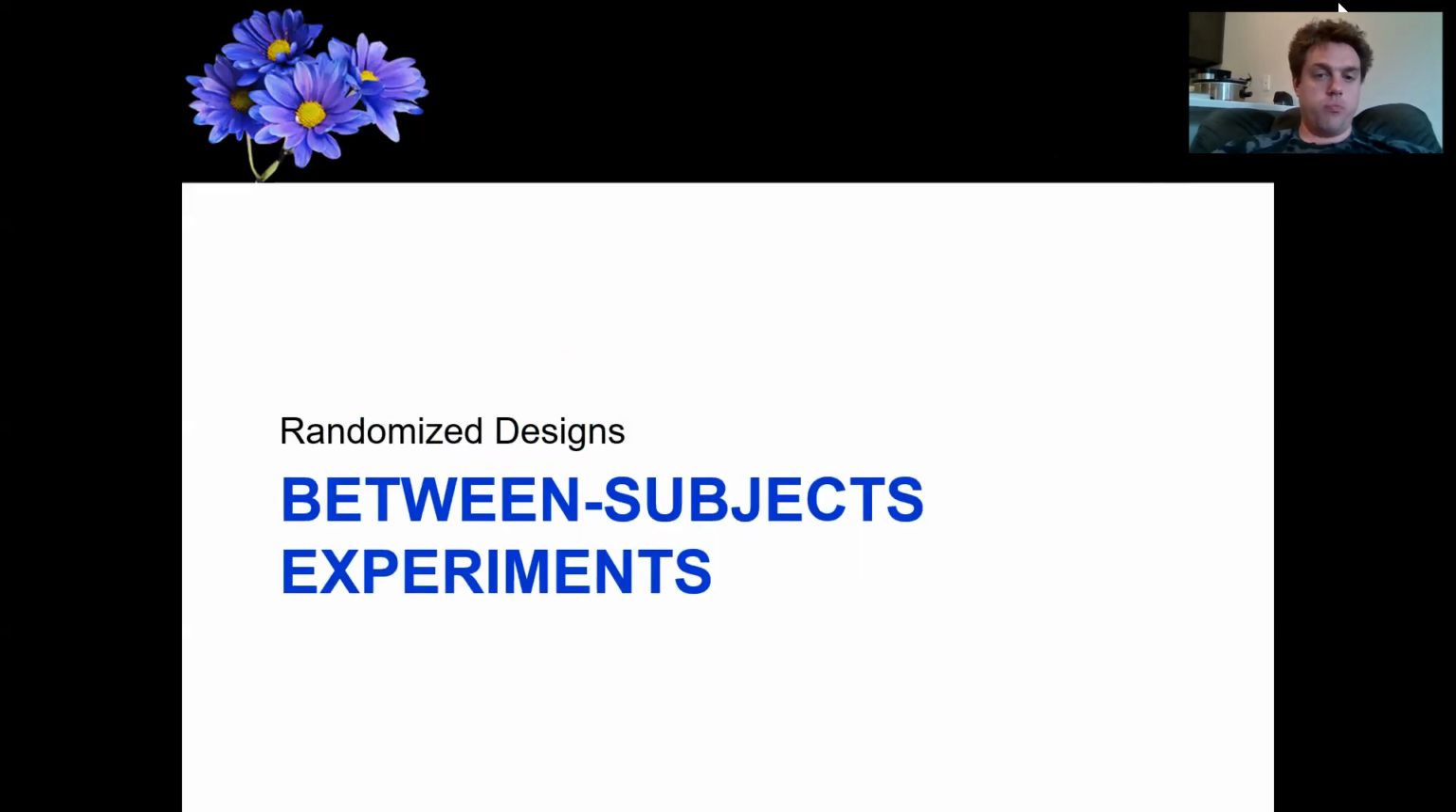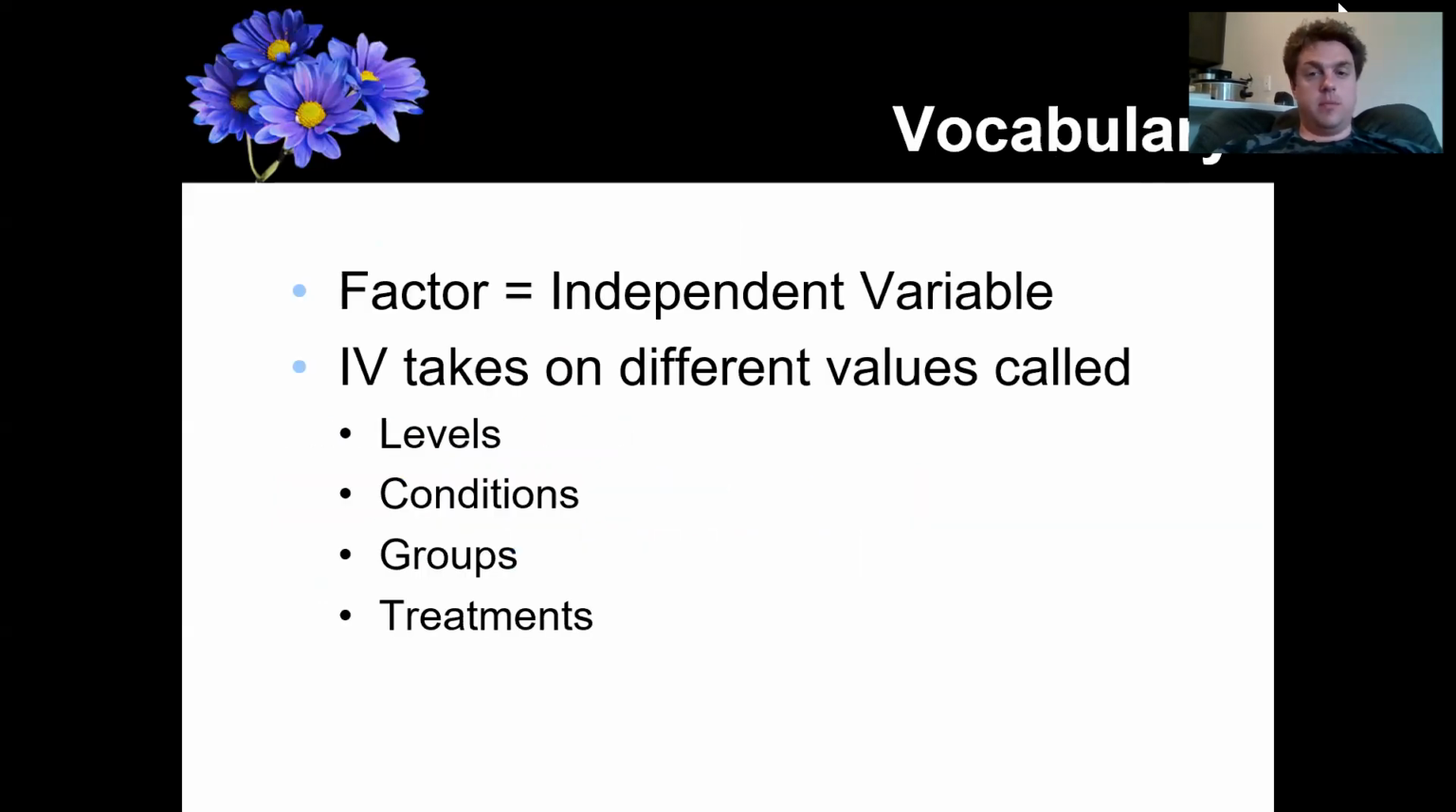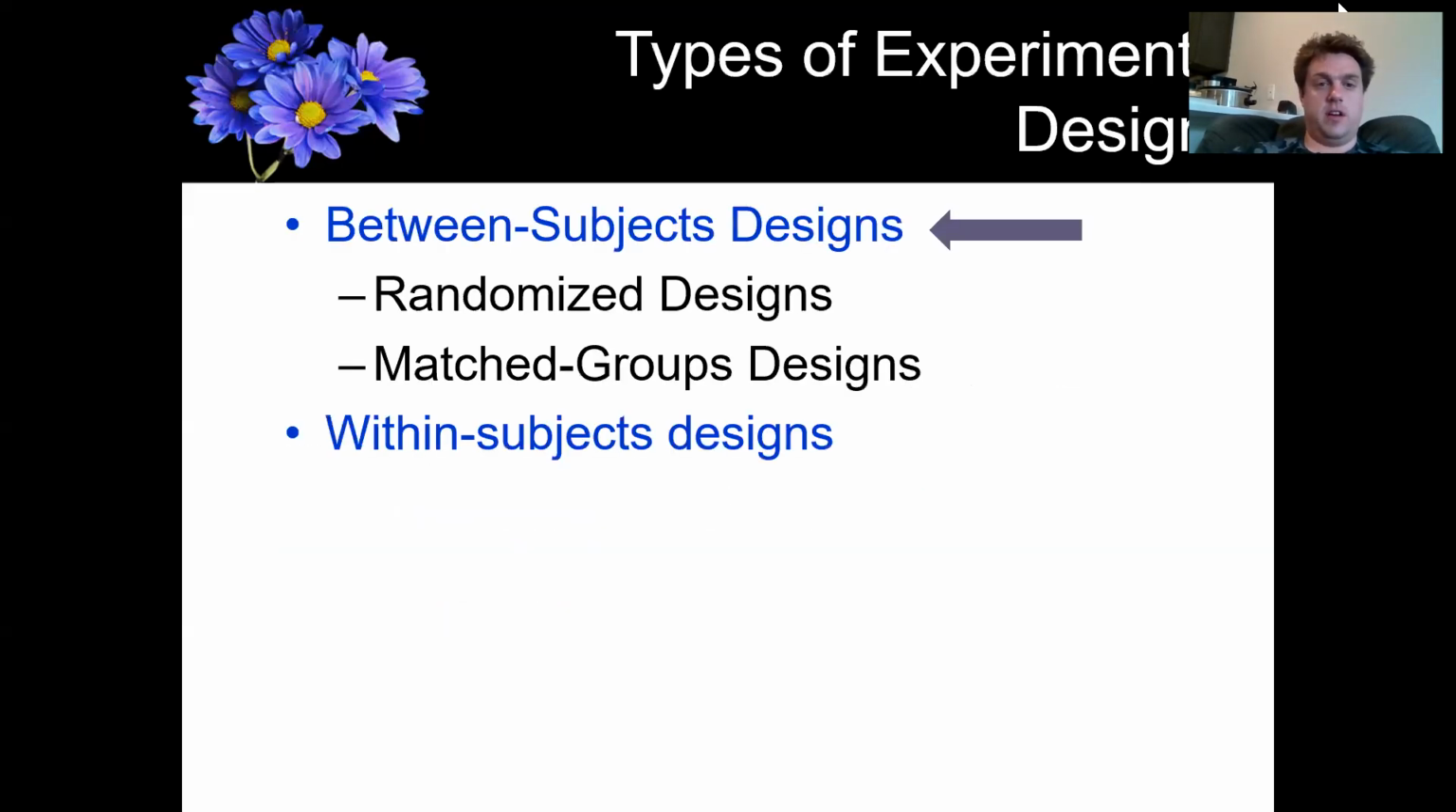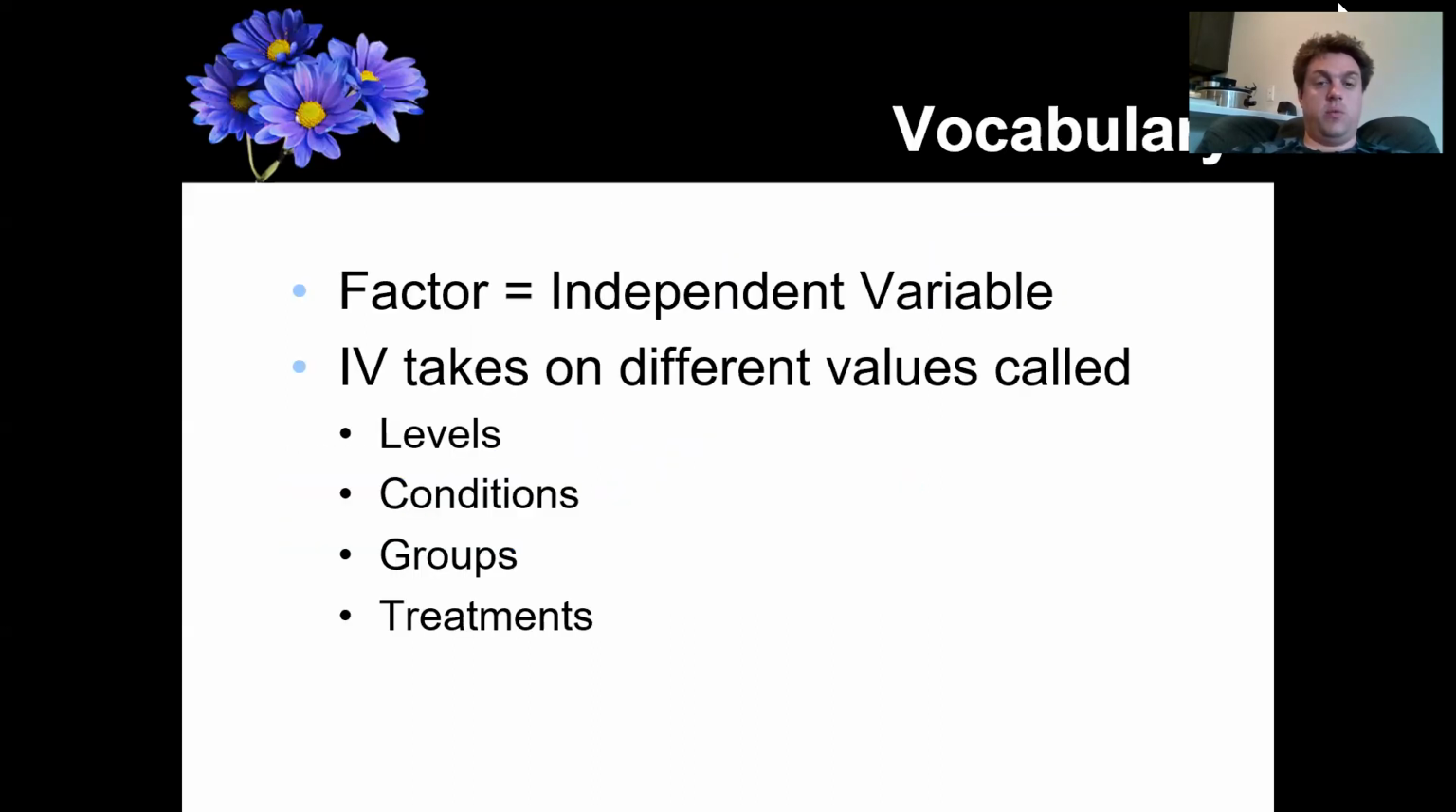Okay. So the simplest method for running an experiment would be to use a between subjects design, specifically a randomized design. So again, you're going to have your independent variable, the thing you manipulate, and it's going to take on different values called levels, conditions, groups, or treatments. Okay? Those all kind of mean the same thing.